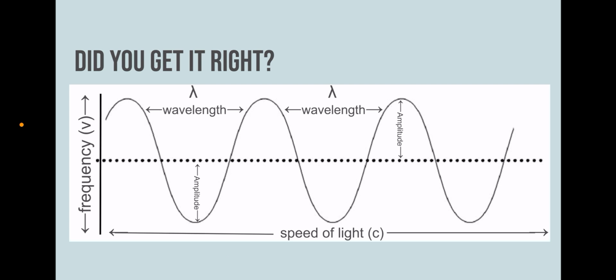So here are the answers. We have wavelength, amplitude, frequency, and speed of light. So hopefully you got that right. And that is going to be it for Unit 3, the electromagnetic spectrum and wavelengths.